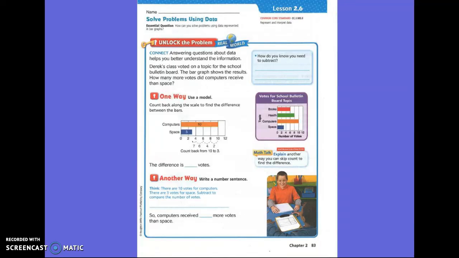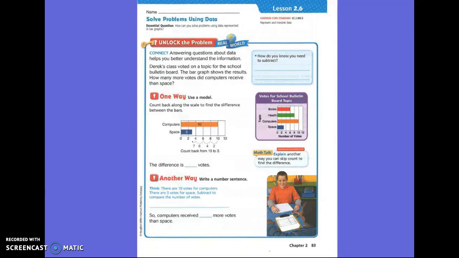Okay, today we're going to solve 1 and 2-step problems using data represented in a scaled bar graph. Looks like we're using bar graphs. Okay, let's read the directions and the story. Answering questions about data helps you better understand the information.